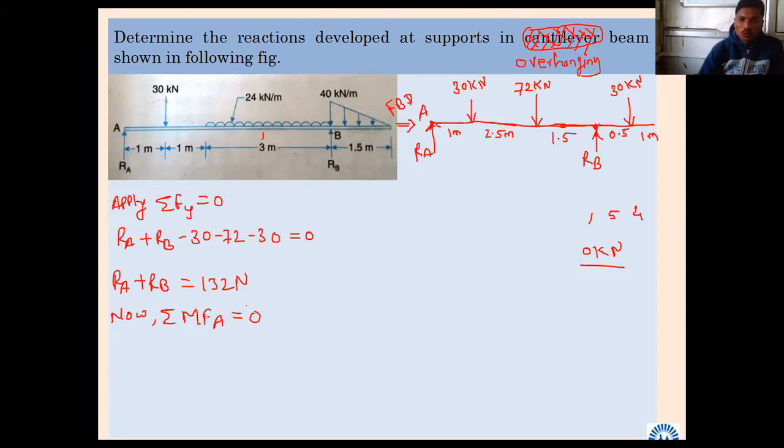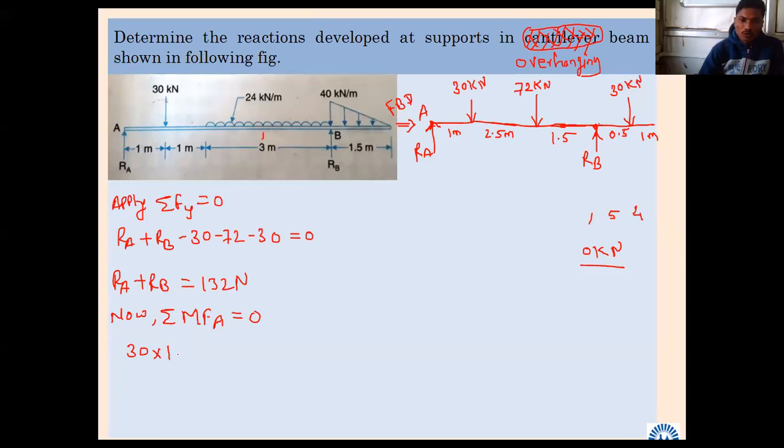So 30 kilonewton. Will there be some moment due to reaction RA at point A? No, because it is passing through point A. 30 kilonewton: how will the object rotate due to this force? Clockwise. Very good, it will be plus then. What is the distance? 1 meter.